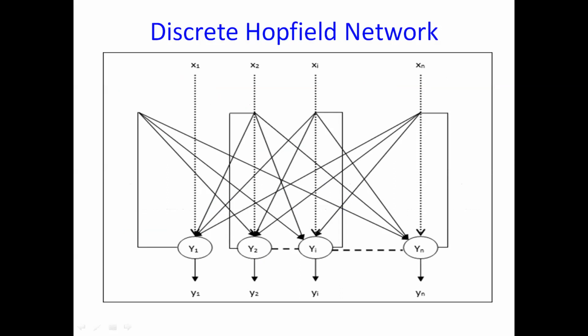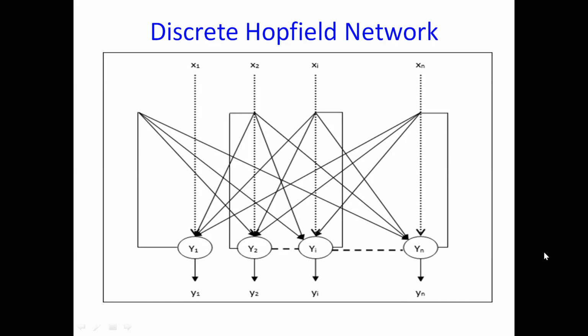If you look at this particular slide, which gives you a sense of a discrete Hopfield neural network, then you can see that there are some neurons, and all the inputs like x1, x2, xi, and in that fashion up to xn are coming in, and from all those neurons, all the outputs are coming out as y1, y2, yi, yn.